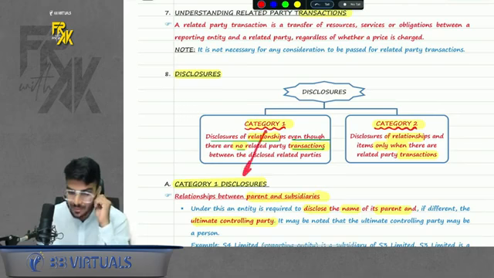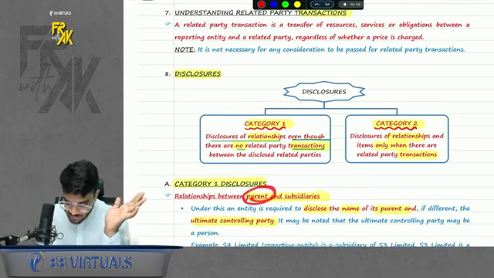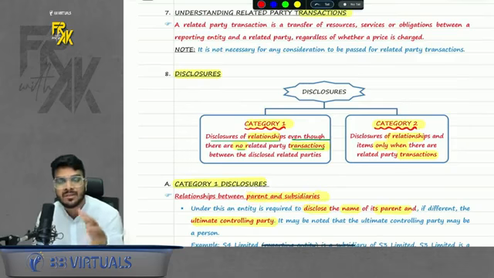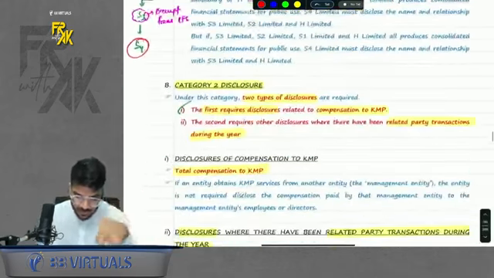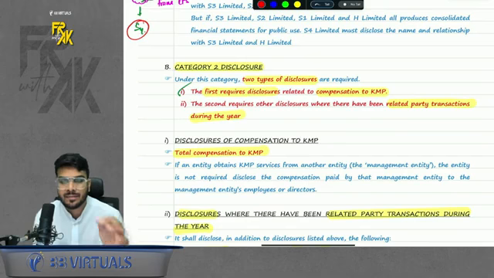In category 1, only significant things come, like parent-subsidiary relationship. So if there is a parent-subsidiary relationship, you will disclose it even if there is no transaction. Few other points are given, just give it a read. In category 2, what other types of disclosure? Here in category 2, we will disclose only when there is a transaction between the related parties.